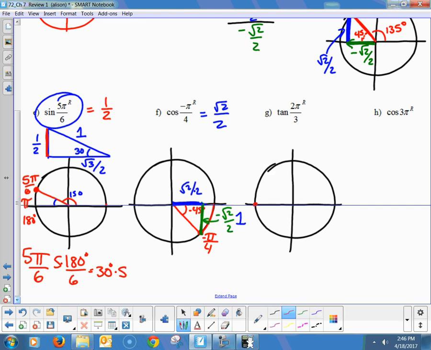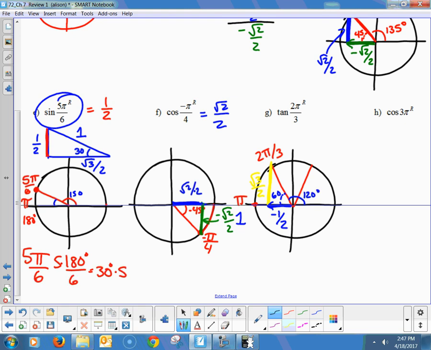Or you could even think of, here's pi. 1/3 of pi is 60, and here's 2/3 pi, 2 pi over 3. And I just said that this angle here is 120 degrees, which means this angle here is 60 degrees. Again, it's a special triangle. My height is root 3 over 2. The base is, trick, negative 1/2 because we went backward.